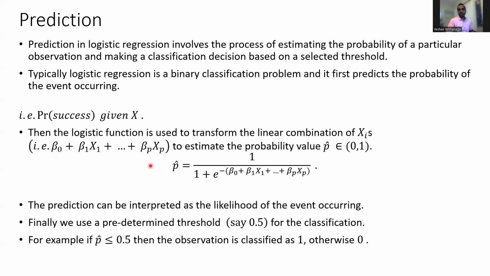Suppose the estimated probability is 60% and we set our threshold as 50%. Then in this case, we classify this observation as a success occurrence. If the estimated probability is, let's say, 48%, for example, then based on our threshold value, which is 50%, we classify this observation as an occurrence of failure.